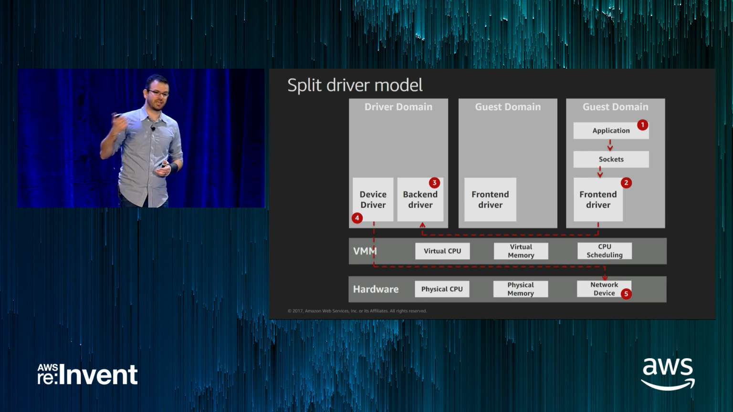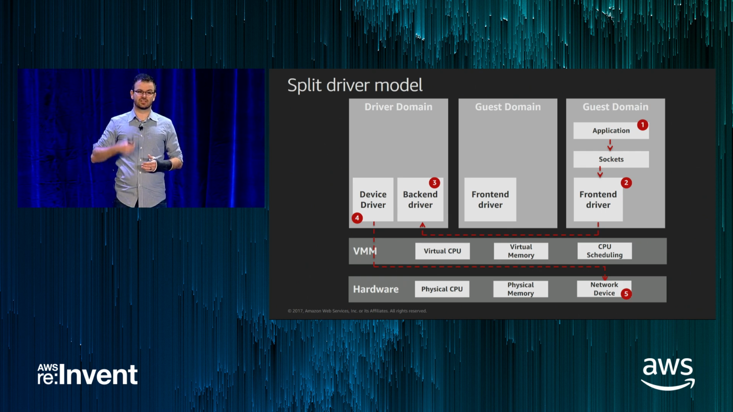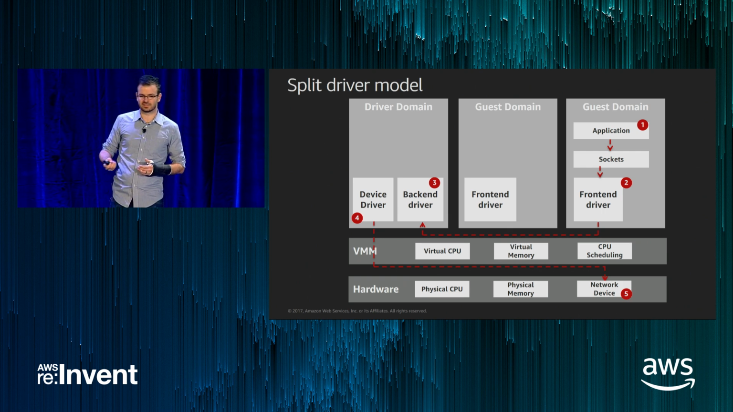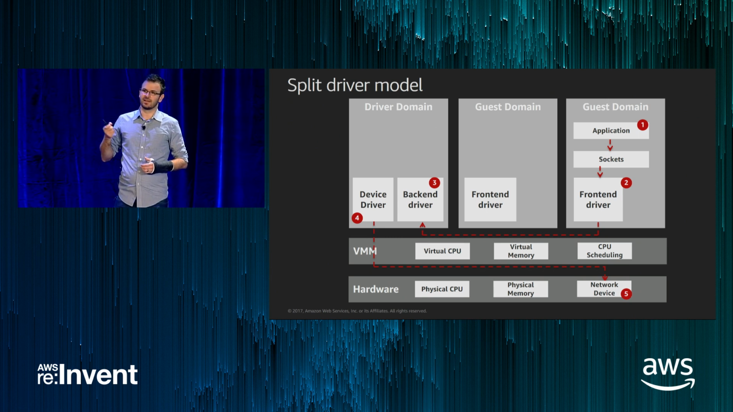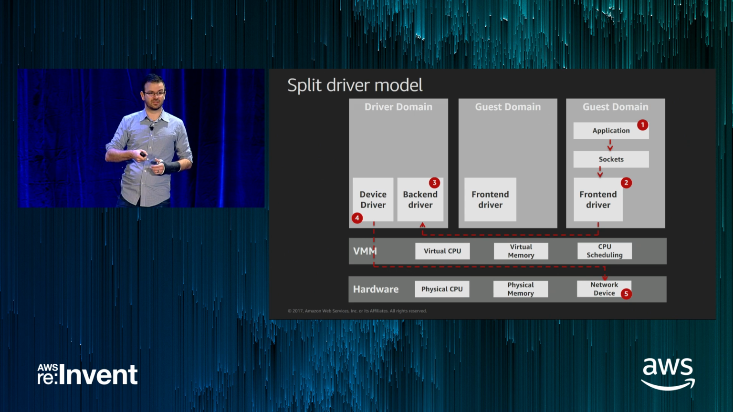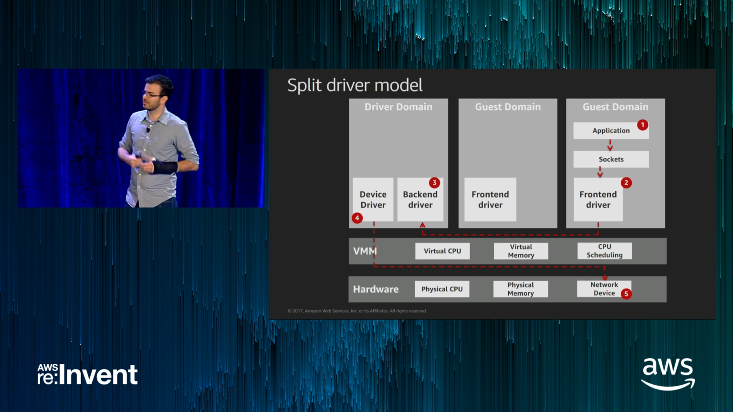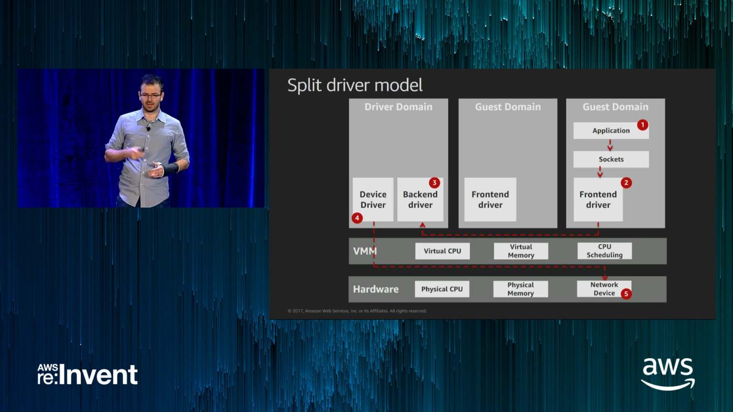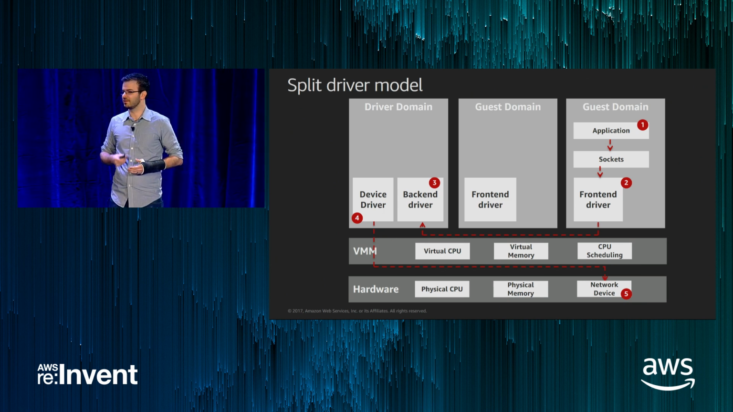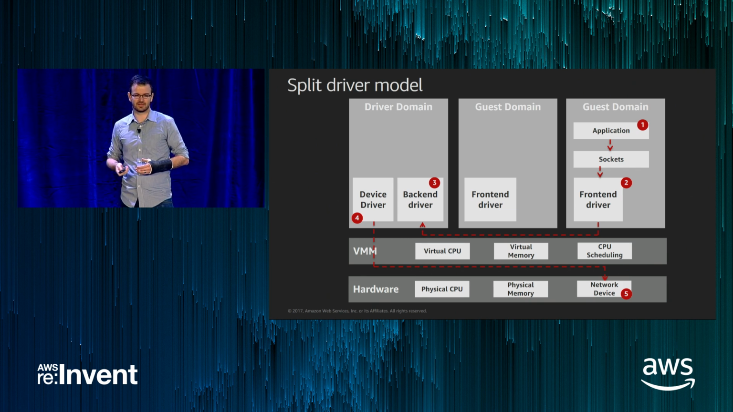So let's say you're an application on the right, you need to write some packets. What you need to do is talk to the front-end driver that's built into your operating system. This front-end driver goes through the hypervisor, talks to a back-end driver that then has to write to the real device driver that then goes across the network. This is a pretty CPU-intensive process, and it limits your total throughput in packets per second that you can get because you have the hypervisor being used for every network packet that you process.